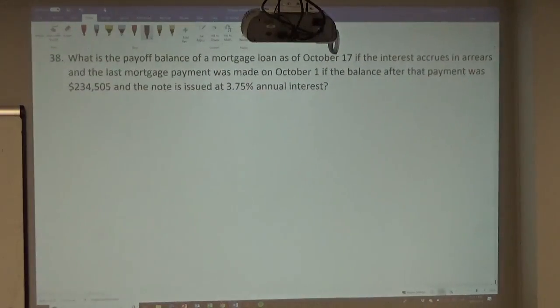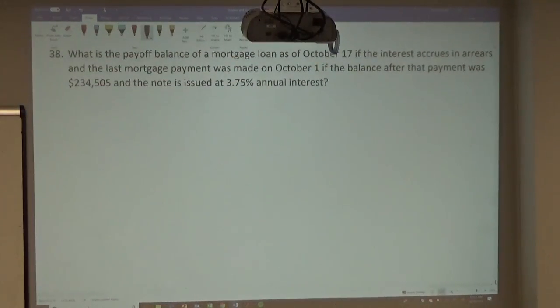Number 38, what's the payoff balance of a mortgage loan as of October 17th if the interest accrues in arrears and the last mortgage payment was made on October 1? If the balance after that payment was $234,505 and the note is issued at 3.75% annual interest. So this is an accrued interest question.